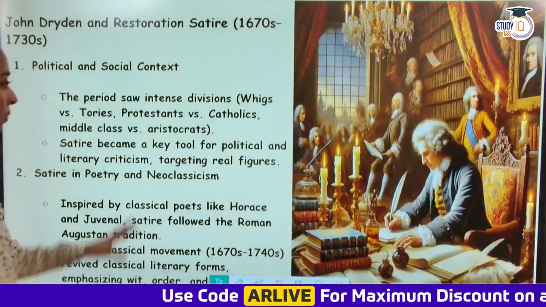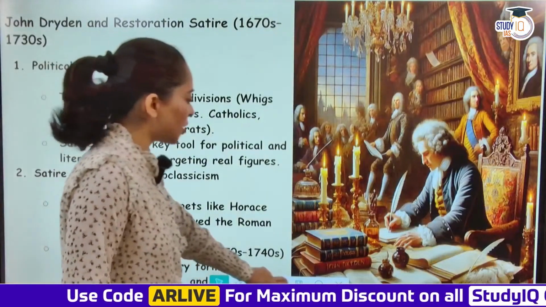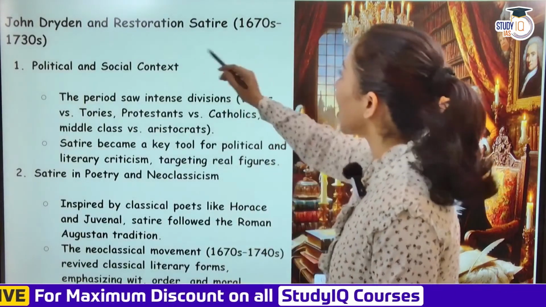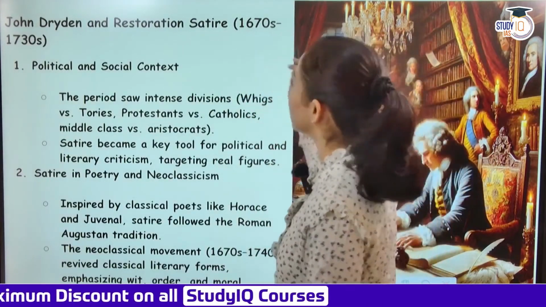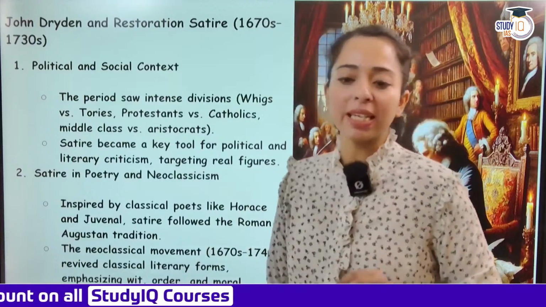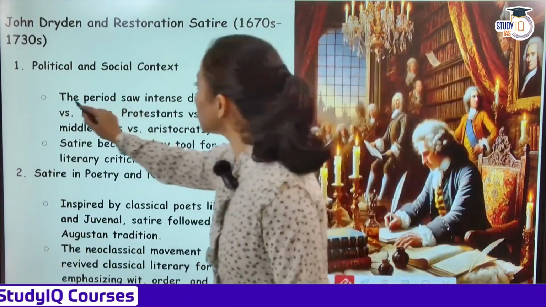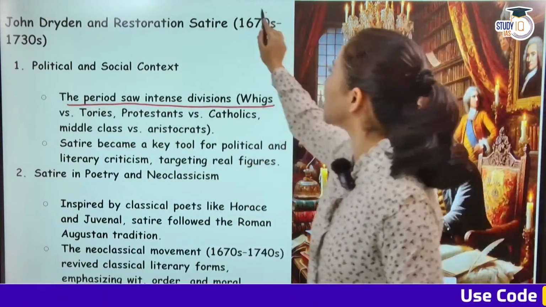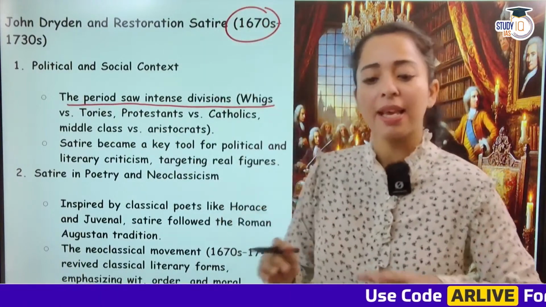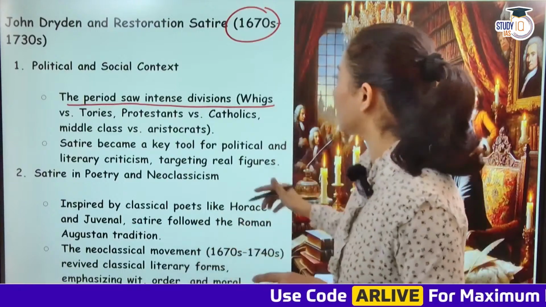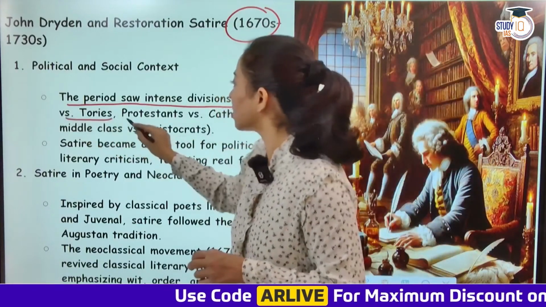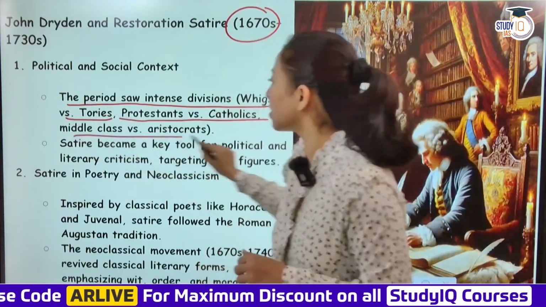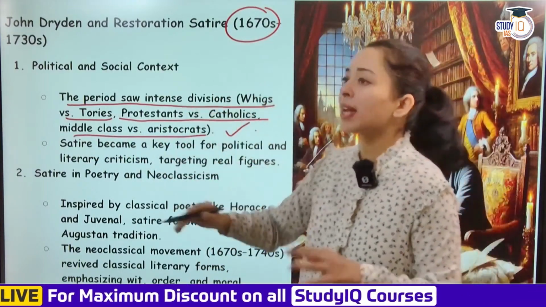Okay, so continuing from John Dryden. So we'll be going ahead with John Dryden today, guys. So John Dryden, Restoration Satire, 1670s and 1730s. Political and social context. This period saw an intense division. ये जो period था, especially between 1670s and 1730s, एक बहुत ही बड़ा divide हो गया था. Whigs versus Tories, Protestant versus Catholics, and middle class versus aristocrats. Okay, so this period saw intense divide.